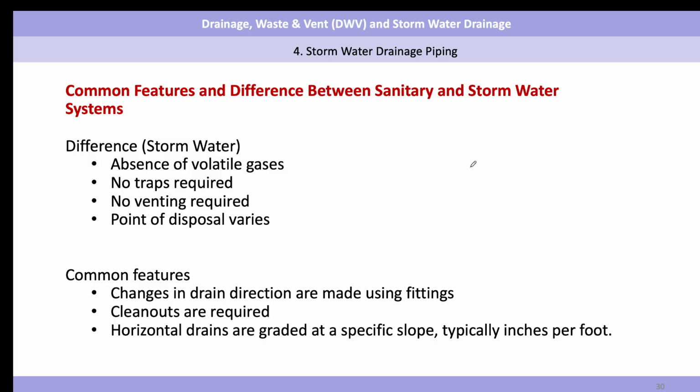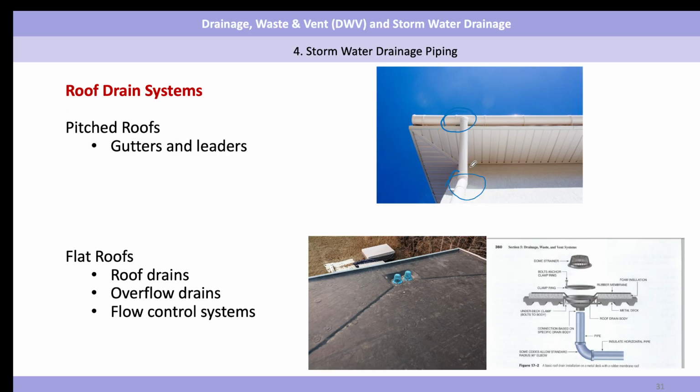Horizontal drains are graded at a specific slope, typically 1/4 inch per foot. Again, we don't want to install a pump to remove water, so we just use gravity, especially for the horizontal drain. We need to consider slope. Here are two common roof drain systems. This one is very easy, you can find it outside of the building. And this is the flat roof drainage system.